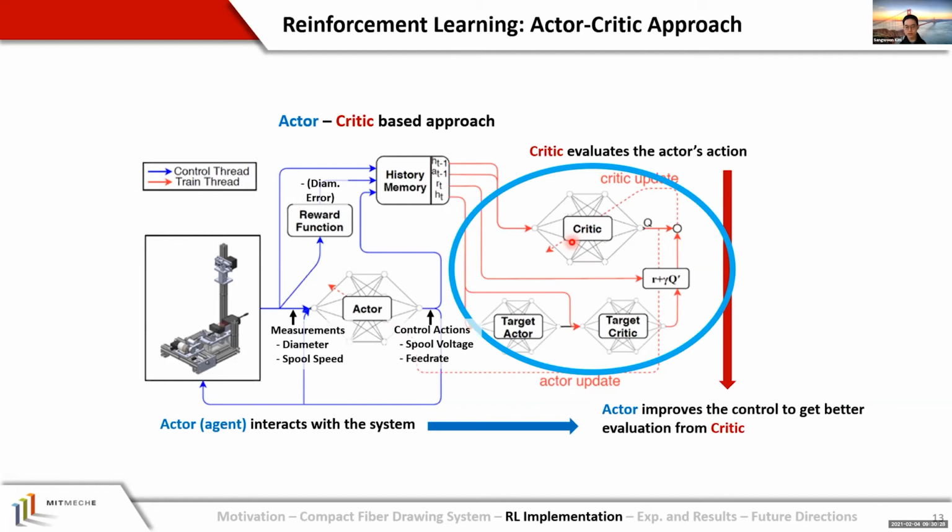As the critic learns what is a good and bad action, next, the actor tries to improve its policy by getting better evaluation from the critic. That is called the actor update. To summarize, the critic learns how to evaluate by looking into the previous data, and then the actor learns from the critic how to get a good evaluation.